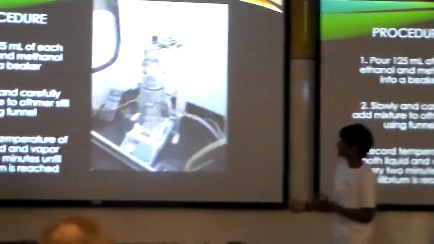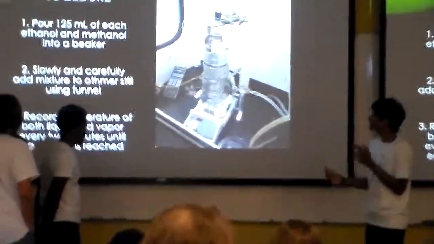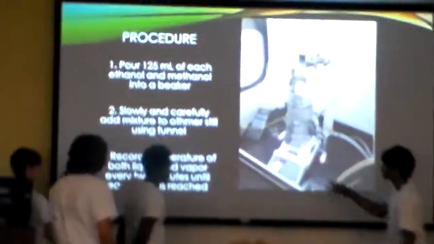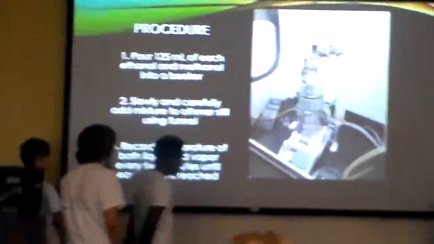So basically, we mixed the ethanol and methanol into here, and then we slowly added heat using this right here, and then we recorded the temperature of the liquid and vapor every 2 minutes until the equilibrium was reached.